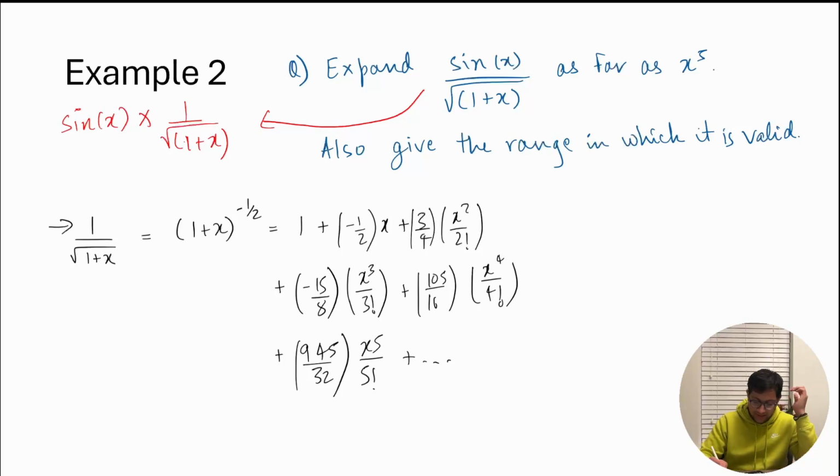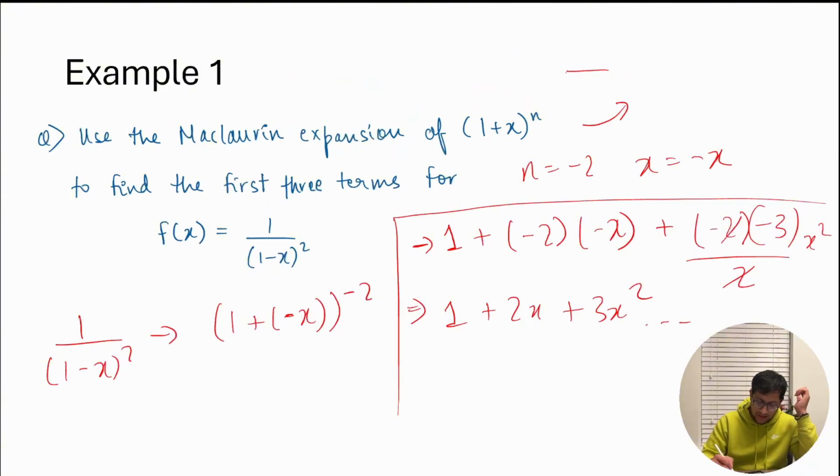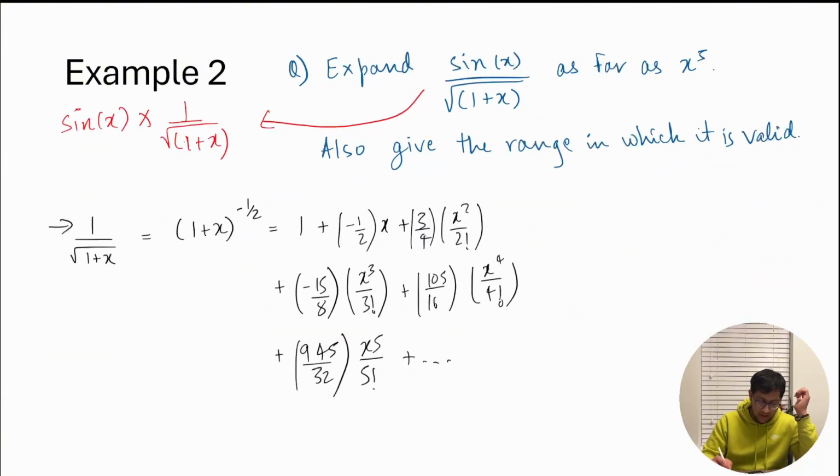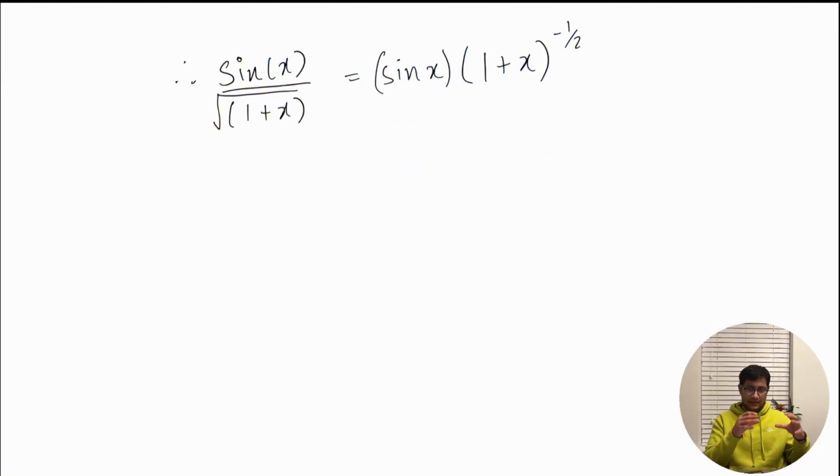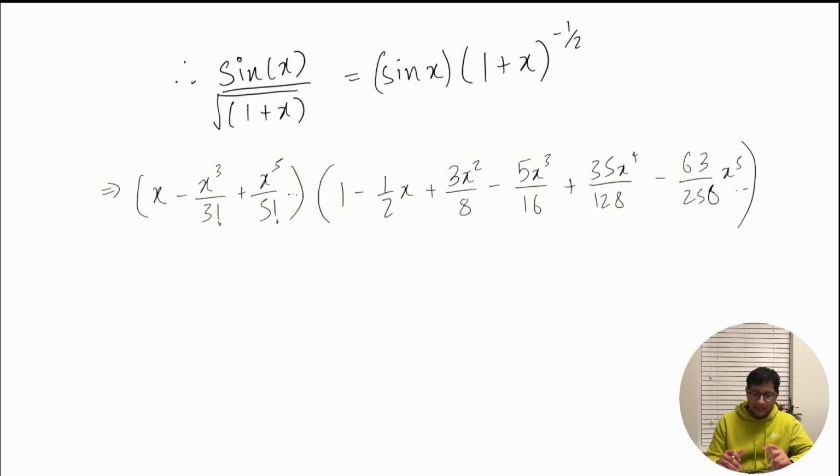We do a very similar thing to what we did here: we manipulate it and say it's just to the power of minus a half, and every time you see n, you put minus a half in. We already know the expansion for sine x, given to you in the formula booklet: x minus x cubed over 3 factorial plus x to the 5 over 5 factorial. Now that we know the individual expansions for sine x and for 1 over the square root of 1 plus x, we can just multiply the two together to get the expanded series.